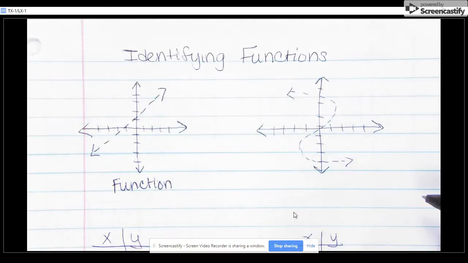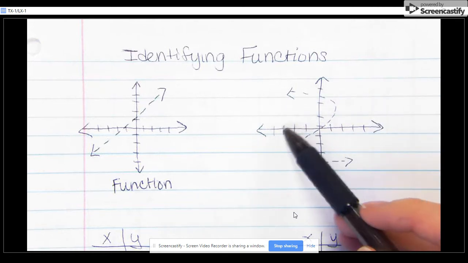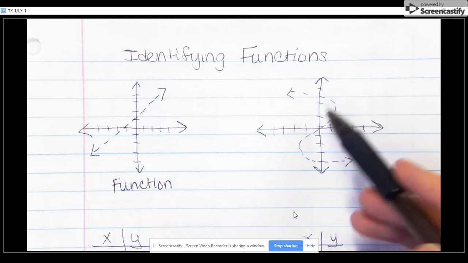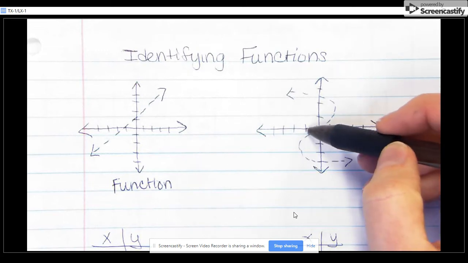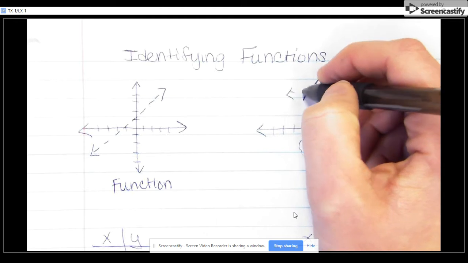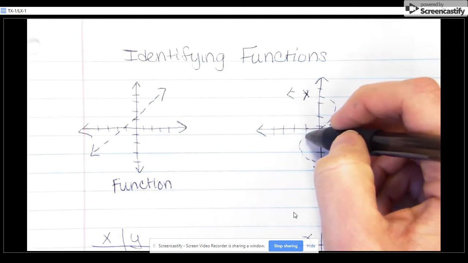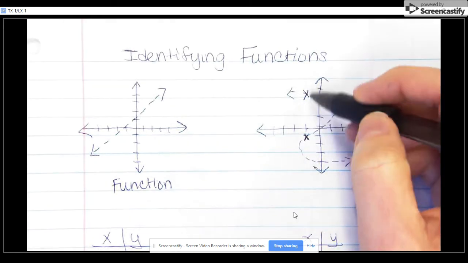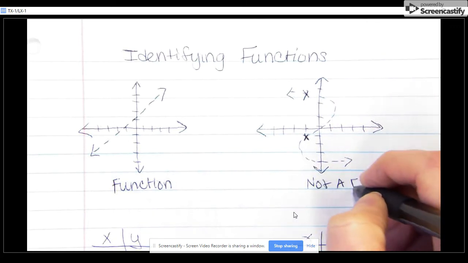Now let's take a look at this graph. This graph kind of has that zigzaggy type of line. But if I go along my x-axis, I see that my x value of -1 has a y value of about 3.5 and a y value of about 1. Uh-oh. Since I have two y values, this is not a function.